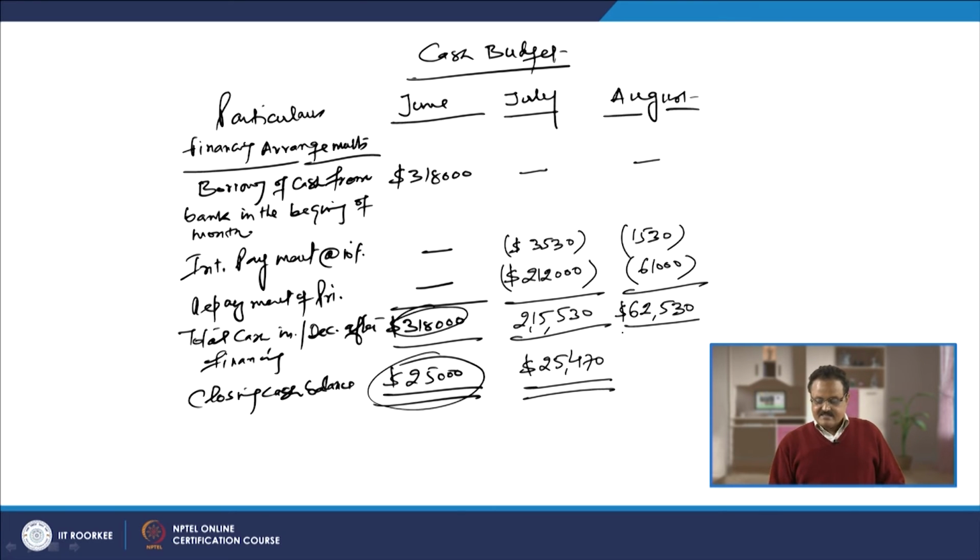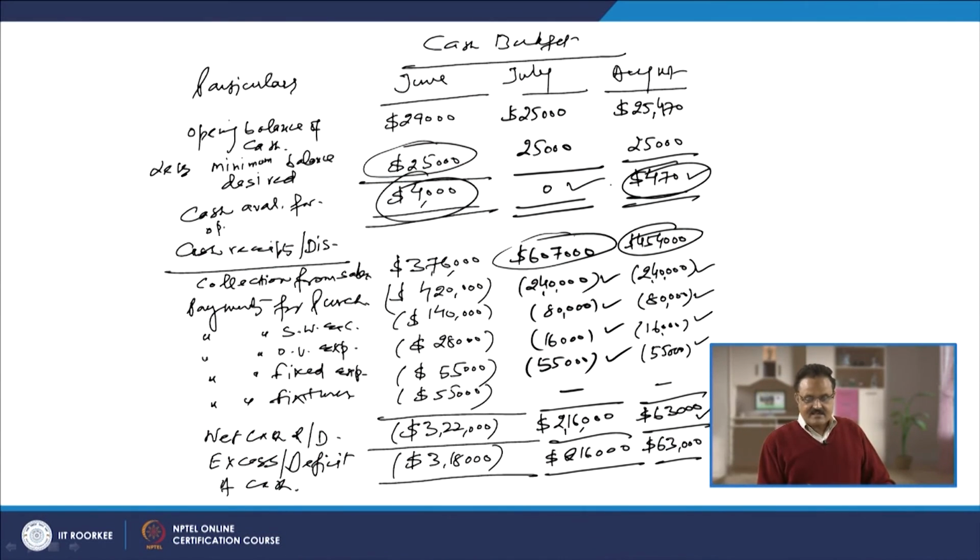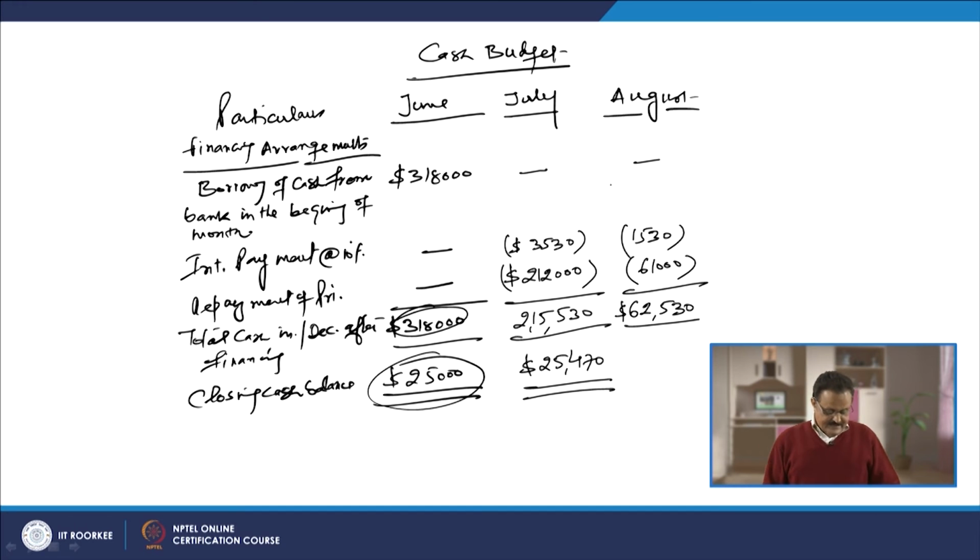So the closing cash balance is how much? From this 63,000 we are left with some amount, and that amount is 470. This amount of 470 is also not utilized anywhere. So, 470 plus 470 plus 25,000, the closing cash balance will work out as 25,940. This is your closing cash balance for the month of August. 25,940 is the closing cash balance for the month of August.